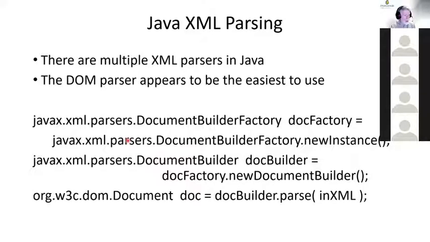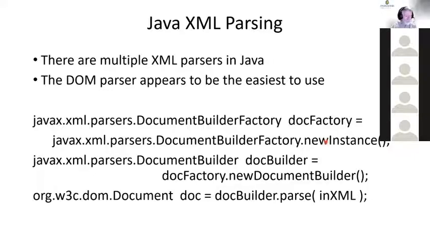Here, in typical Java fashion, we have the document builder class. We're creating a document factory object. On that document factory, you can't just create a new one. You have to call new instance. So it creates a new instance.